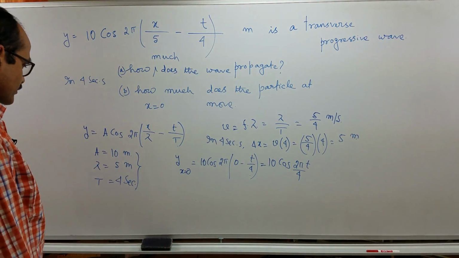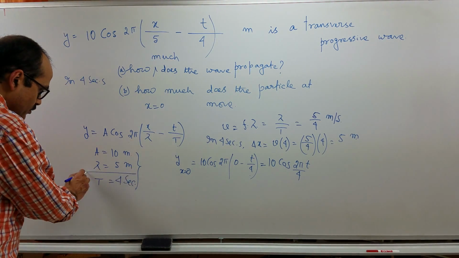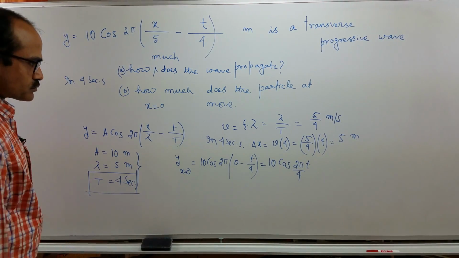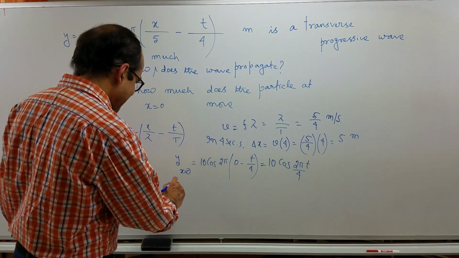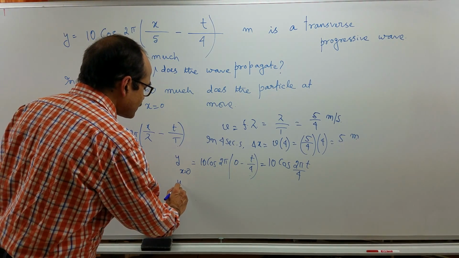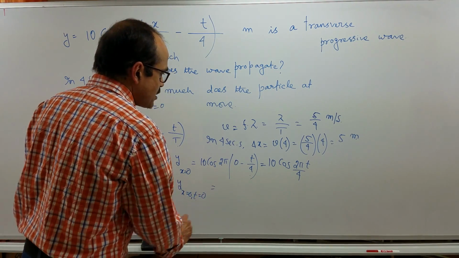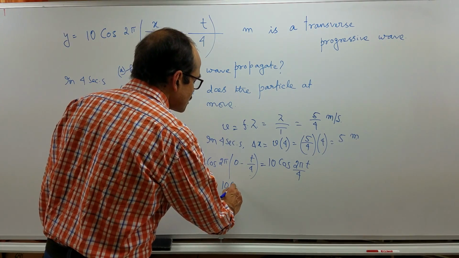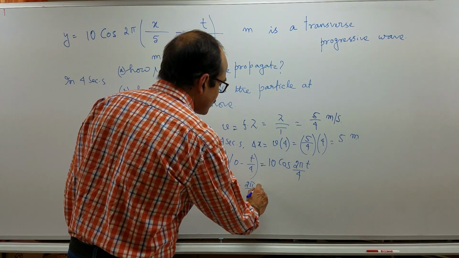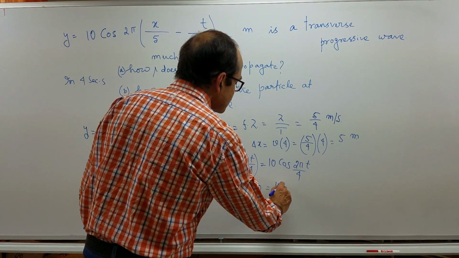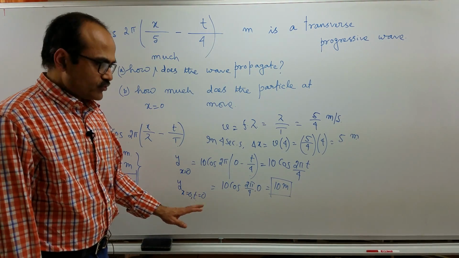Now, the position at x equal to 0 and t equal to 0 is 10 cosine of 2 pi over 4 times 0, which is 10 meters. So, that is the position at t equal to 0.